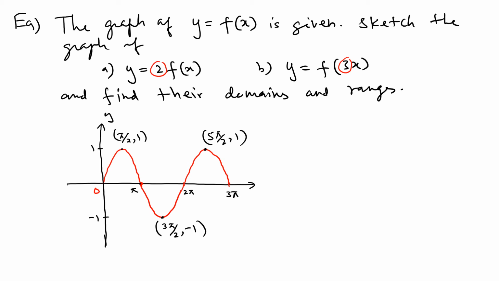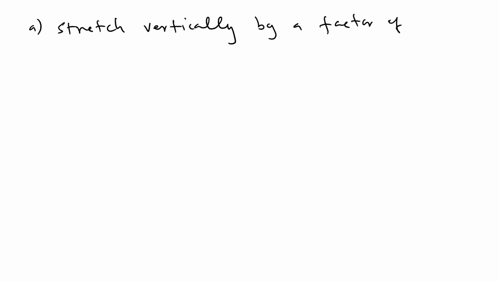So let's see what the graph of the first one is, and you can see that it's going to stretch by 2. You're going to vertically stretch by 2 units. Okay, so let's look at that now. Part A is stretch vertically by a factor of 2. That means, let's draw both graphs on the same scale.